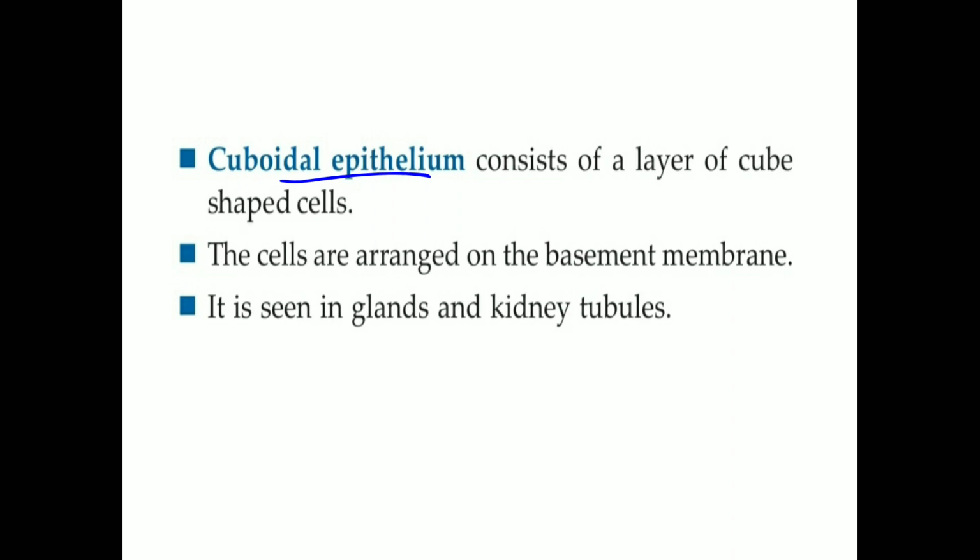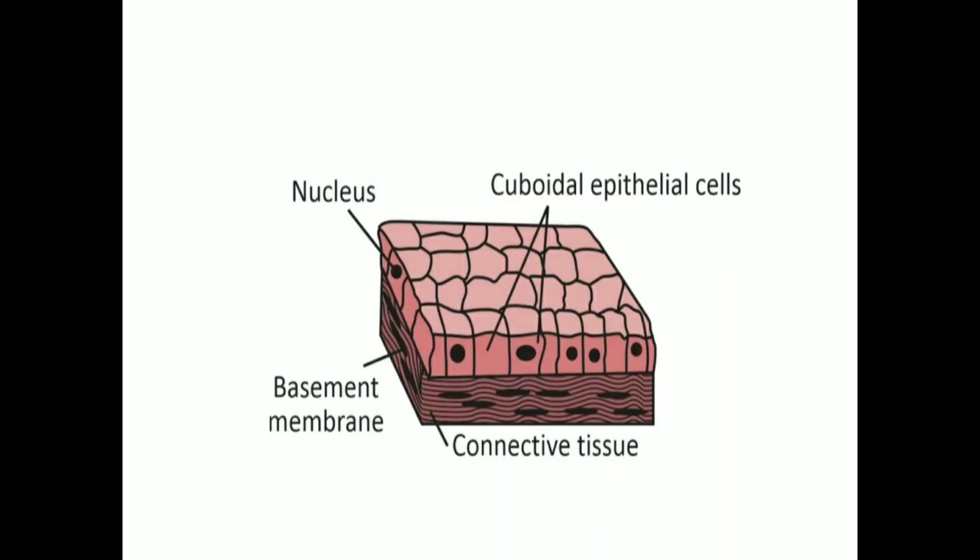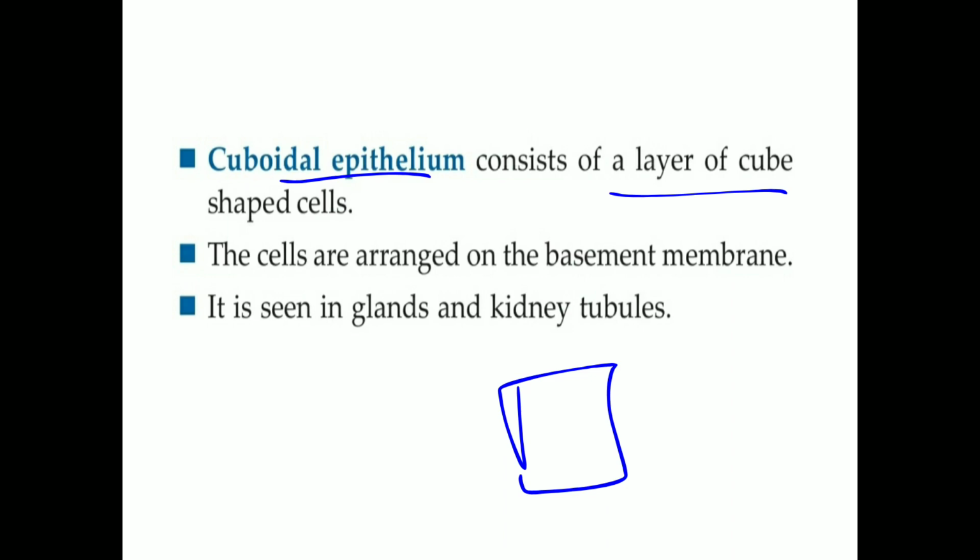The next is cuboidal epithelium. The cells are cube shaped; it consists of a layer of cube shaped cells. You can see that in the diagram. There is a single layer of cube shaped cells, and they line the basement membrane. The cells are arranged on the basement membrane, and they are seen forming the glands, kidney tubules, and nephron.